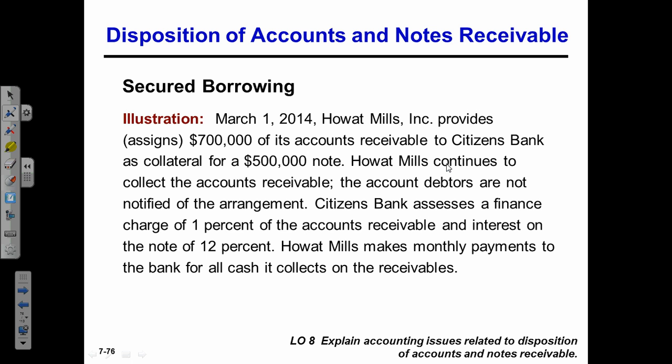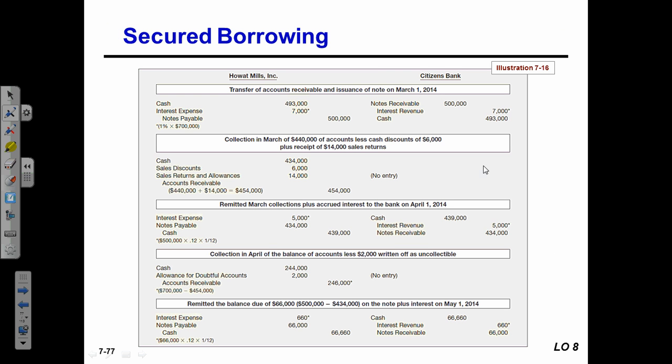Okay, so here's secured borrowing. He's got $700,000 in accounts receivable. The Citizens Bank takes them as collateral for a $500,000 note. Okay, good. They assess 1% up front, and then they want 12% interest too. And they make monthly payments to the bank for all cash it collects on the receivables. Okay, so we're going to still collect them, but it's assigned, right? So we assign them to the bank as collateral. So the bank's not collecting them, we are. So how does this look on both sets of books?